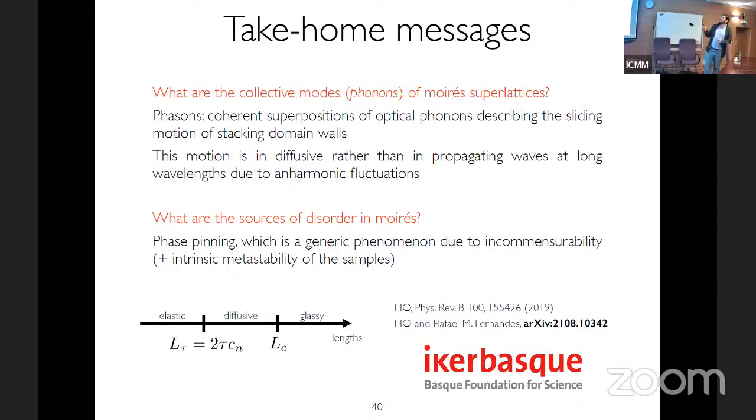So, take-home messages: the collective acoustic modes of moiré superlattice, which are called phasons, are fluctuations of the phase of the moiré mass density, or the amplitude of the mass density. You can understand this also as a coherent superposition of optical phonons that describes the sliding motion of stacking domain walls. And in general, this motion is diffusive rather than in propagating waves at long wavelengths due to anharmonic fluctuation. And what are the sources of disorder in moirés? It is phase spinning, which is a generic phenomenon due to the quasi-crystallinity of the samples.